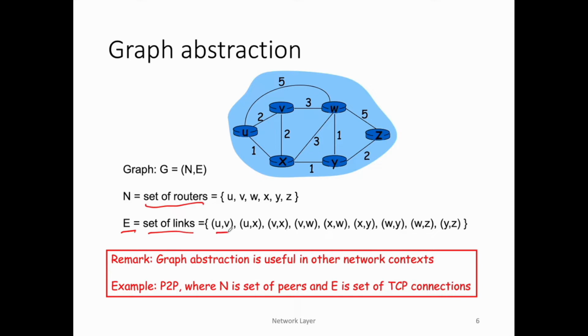For example, this link UV is connecting router U with router V. Okay, and similarly, this link VX is connecting router V with router X. This graph abstraction is, by the way, very useful in understanding the working of routing algorithms, and is also useful to understand other network contexts. For example, in peer-to-peer networks, where N is the number of peers and E is the set of TCP connections between them, right? So here we'll take help of graph abstraction to understand the working of different routing algorithms.